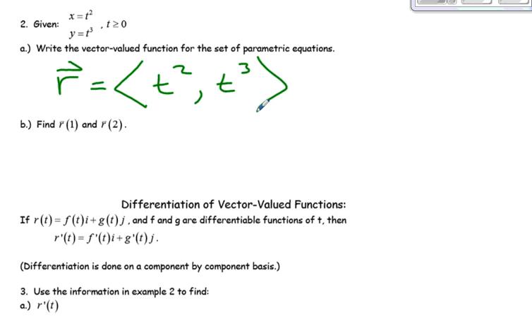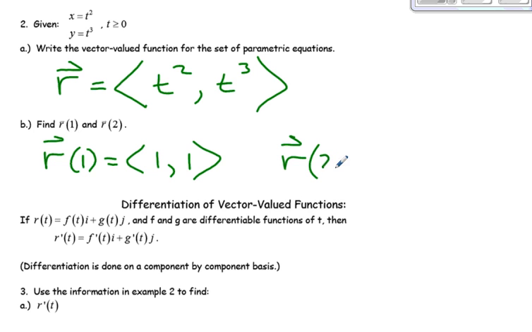Now it says to find r of 1 and r of 2. That means my position vector at 1, and all you have to do is plug in 1. So 1 squared is 1, 1 cubed is 1. Very easy. Then our vector evaluated at 2, just plug in 2 for t. So we have 4 and 8 as my vector for that. All right, so that's a very, very brief introduction to vectors.